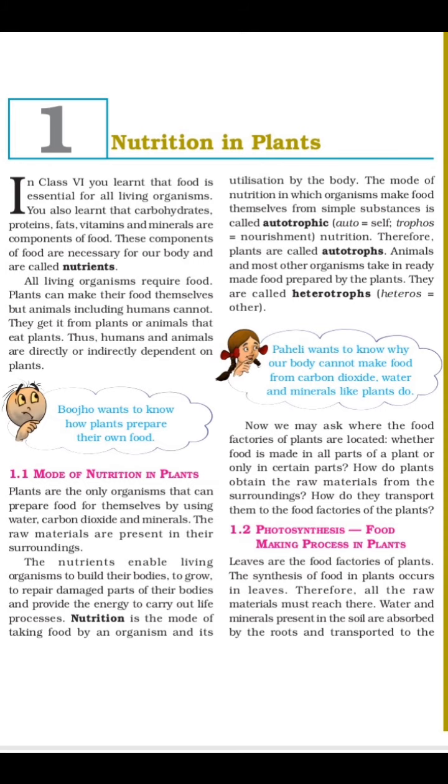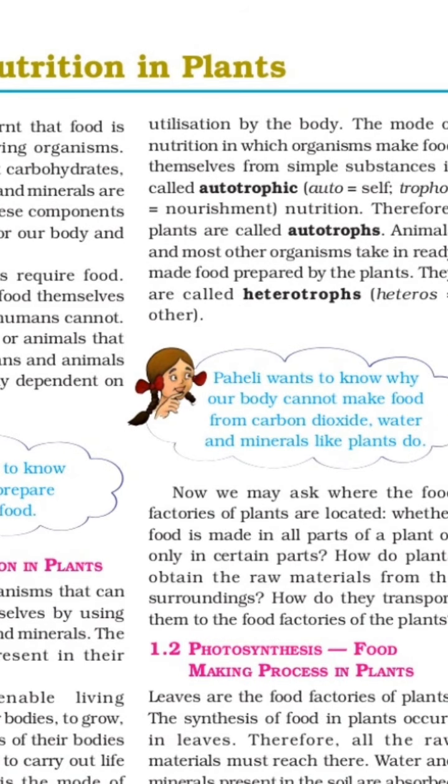The mode of nutrition in which organisms make food themselves from simple substances is called autotrophic. Auto means self and troph means nourishment. They are doing self nourishment, preparing their own food. Therefore plants are called autotrophs, because they make their own food.